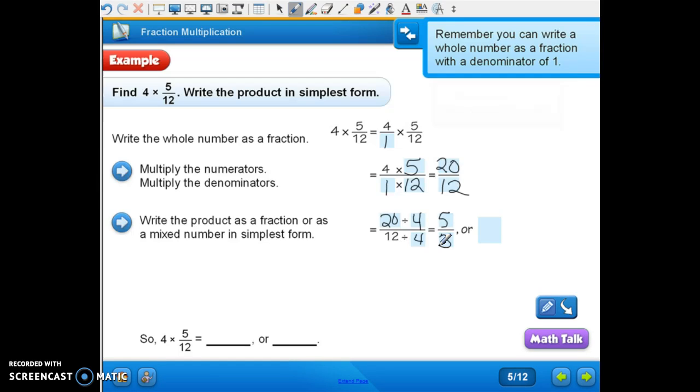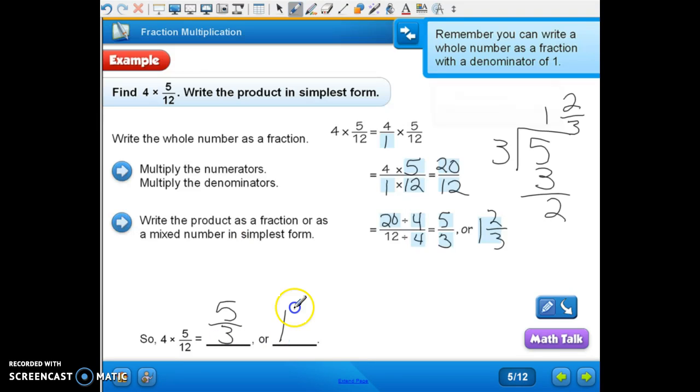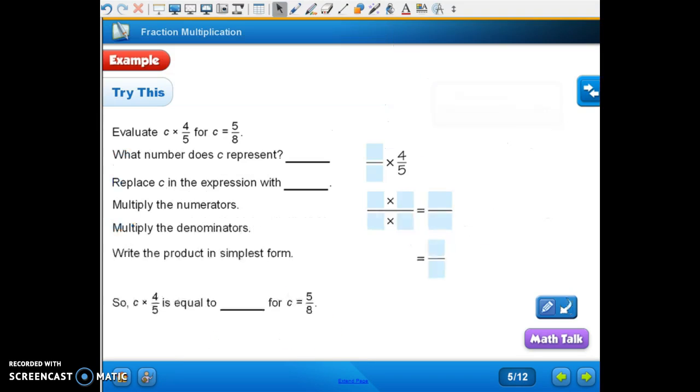And now we can take our improper fraction, 5/3, and turn it into a mixed number. There is 1 three in 5. If you need to divide that, you can. And we would have 2 left over. So we take our remainder and put it over our divisor to get our fraction. So 4 times 5/12 is 5/3, or 1 2/3.